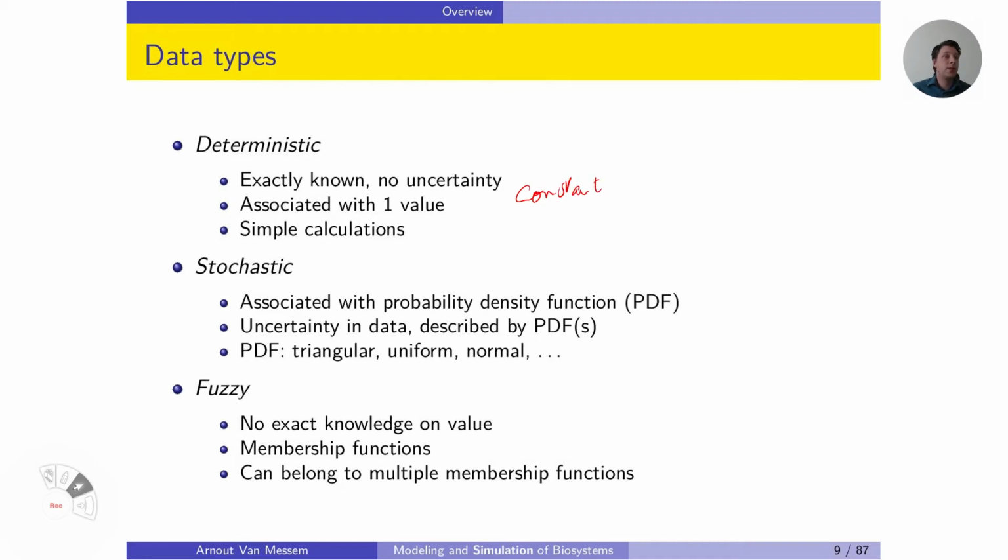You have stochastic variables. Stochastic variables are the variables that we saw also in statistics. They are associated with a probability density function, so different values have a different probability of appearing, which leads to uncertainty in the data. This uncertainty is characterized by the probability density function, and this variability has to be taken into account. And then the third one, what is new in this case, are fuzzy variables. We will not use them, but I will explain them anyway so you have an idea about what they are.